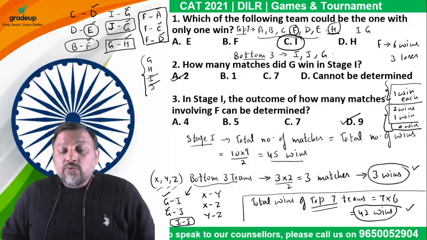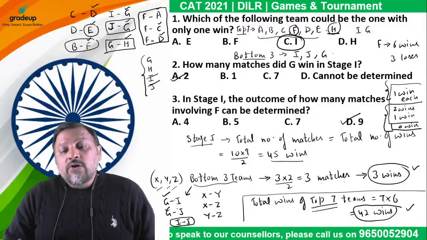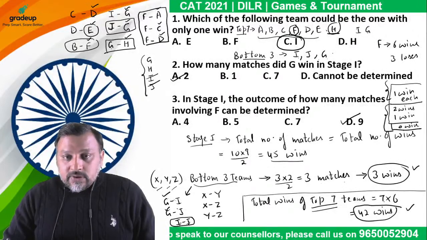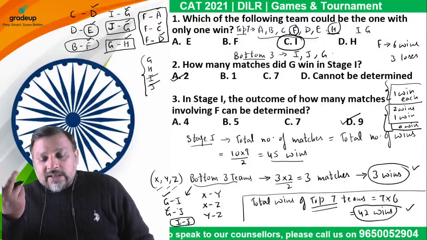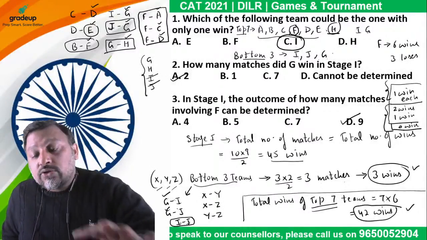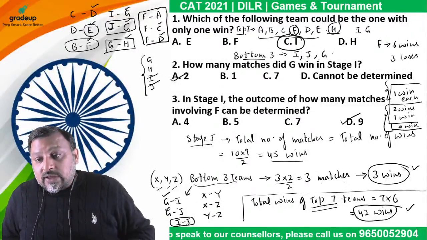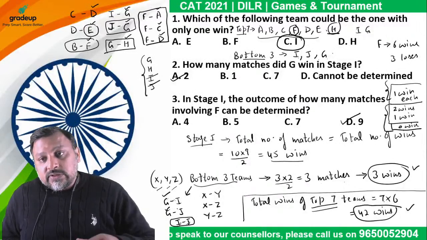So G has won 2 matches. That means one of I and J has 1 win only, and the other one has 0 wins. G has 2 wins, one of I and J has 1 win and the other one has 0 wins.